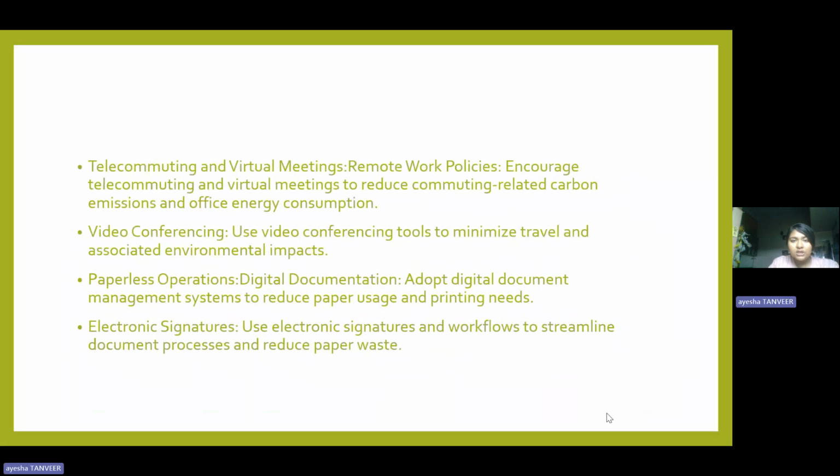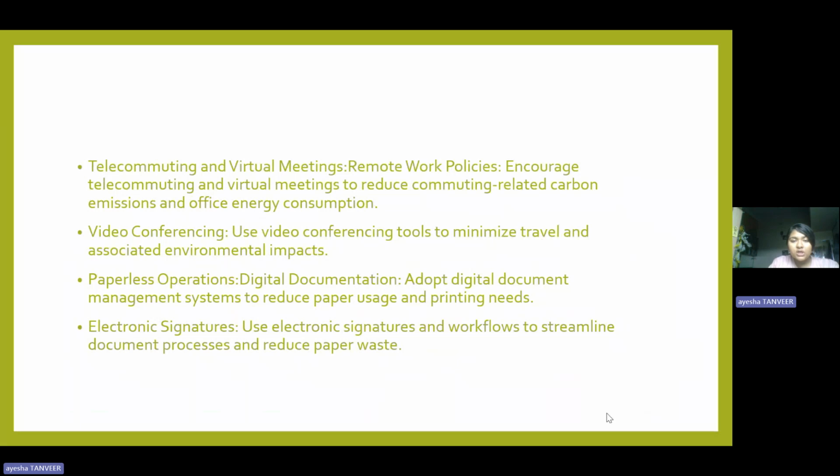Telecommuting and virtual meetings. Remote work policies. Encourage telecommuting and virtual meetings to reduce commuting related carbon emissions and energy consumption. Video conferencing. Use video conferencing tools to minimize travel and associated environmental impacts.